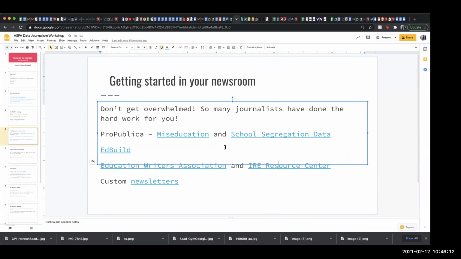And that one is much broader than Education Writers Association. They cover everything: criminal justice, education, health, you name it.